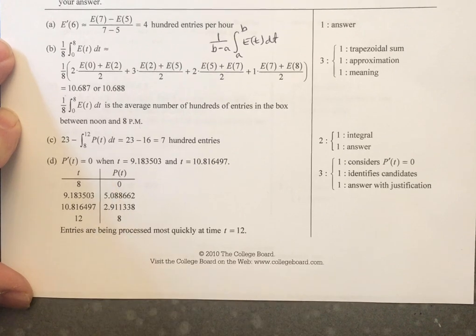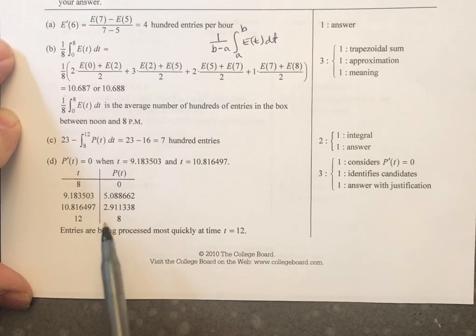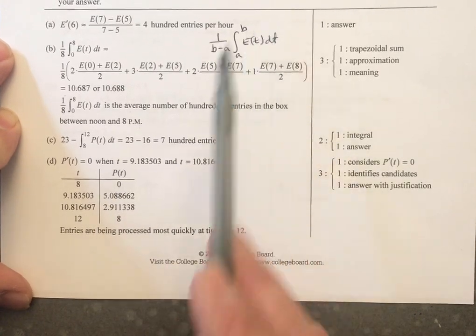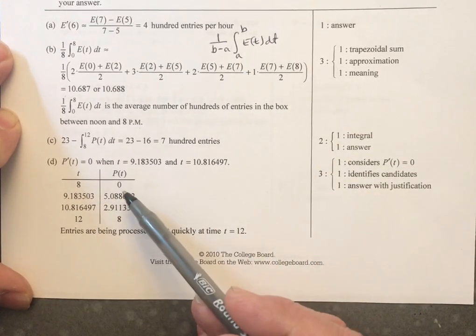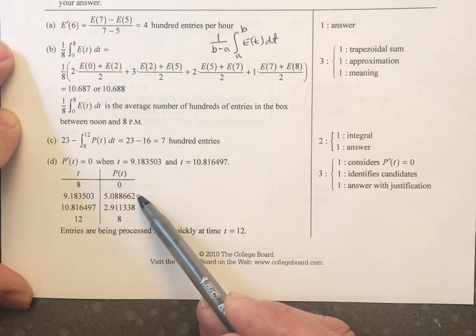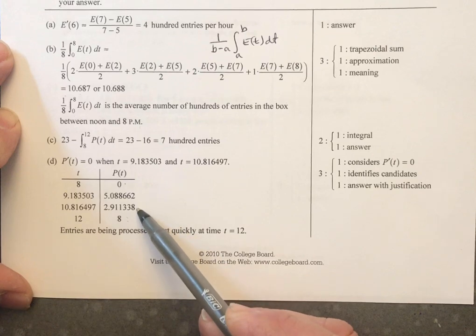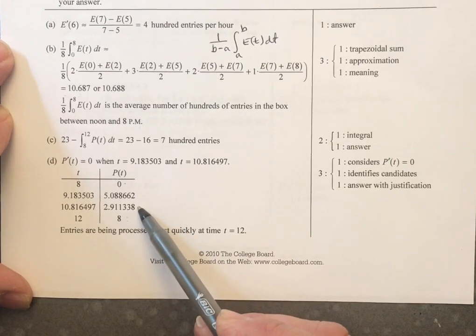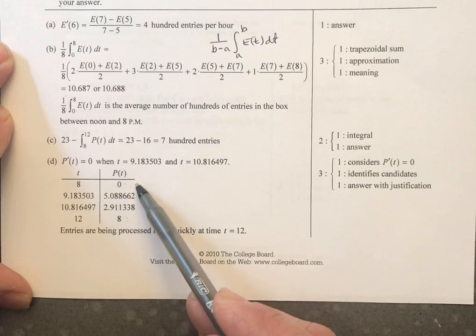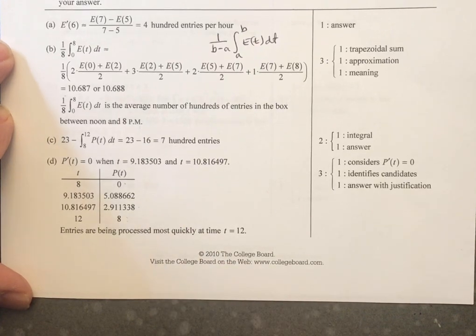Now, in letter D, this problem is asking us to find out when the entries are being processed the most quickly. If you remember, when we're looking for an absolute max or an absolute min, we always want to check our endpoints, and then we also want to check any values where the derivative is 0, because those are our relative maxes and mins. Relative maxes and mins are candidates for absolute maxes and mins.